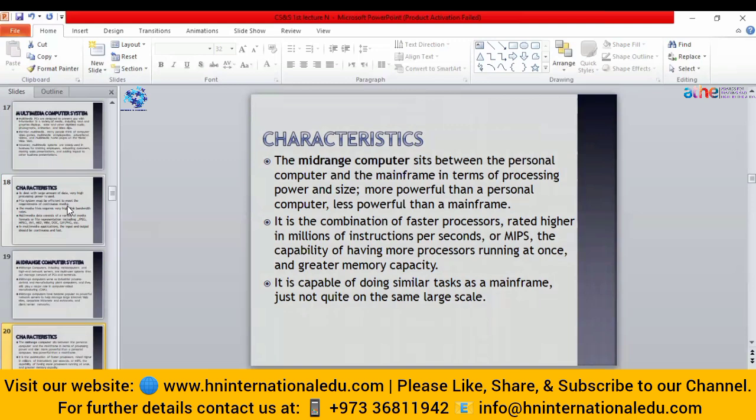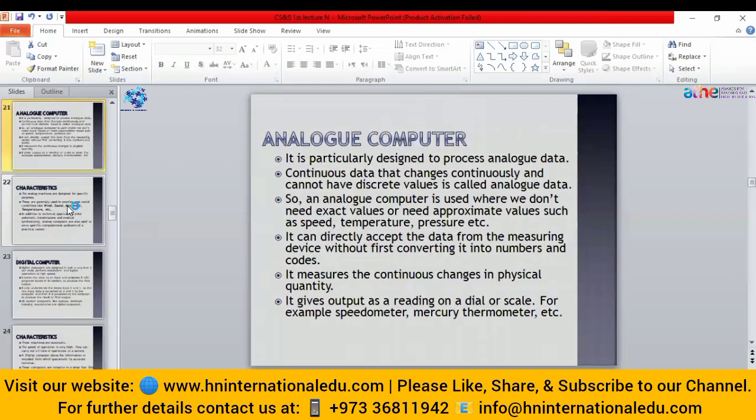It is capable of doing similar tasks as a mainframe, just not quite on the same large scale, but they can facilitate thousands of employees, users.